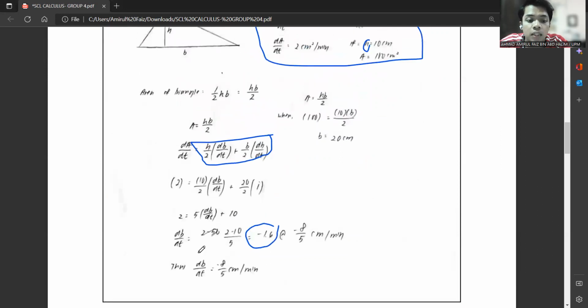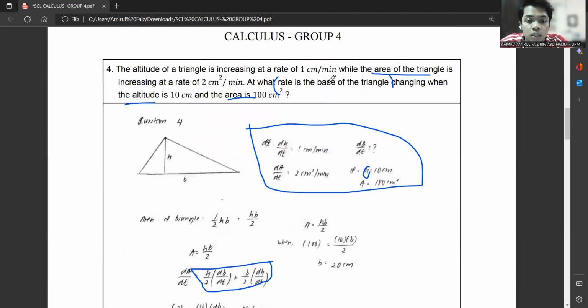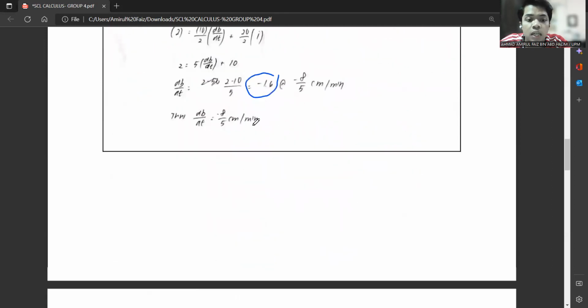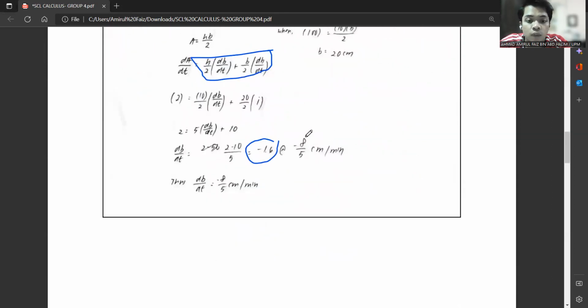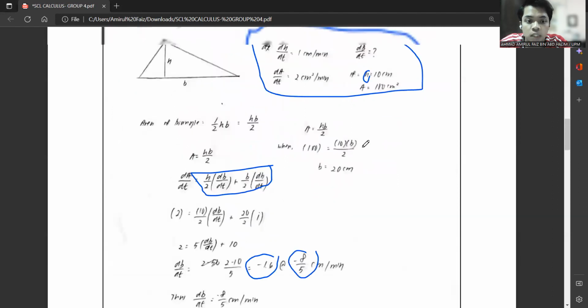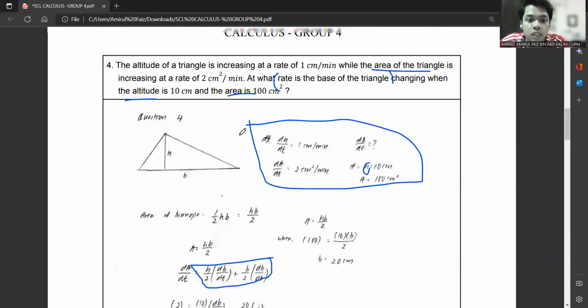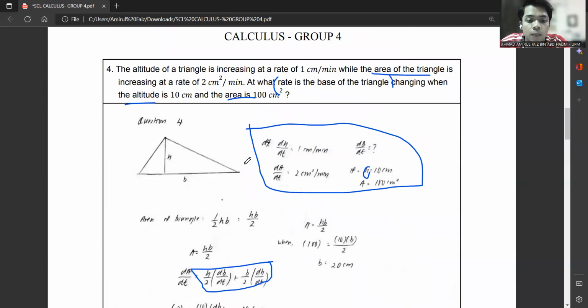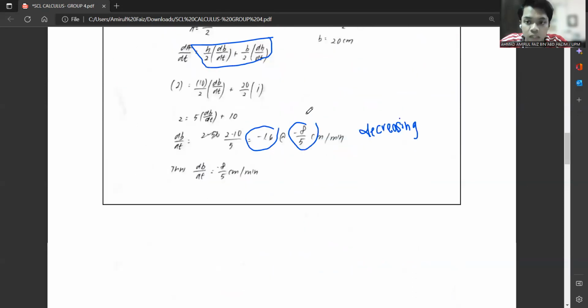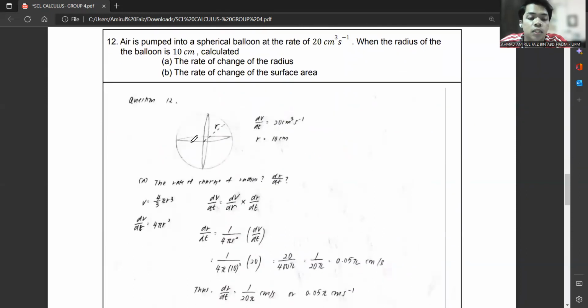So the rate of the base of the triangle is negative 8 over 5 centimeter per minute, which is decreasing. For this question, the height is increasing, but the base is decreasing. So next is question 12, which is here.